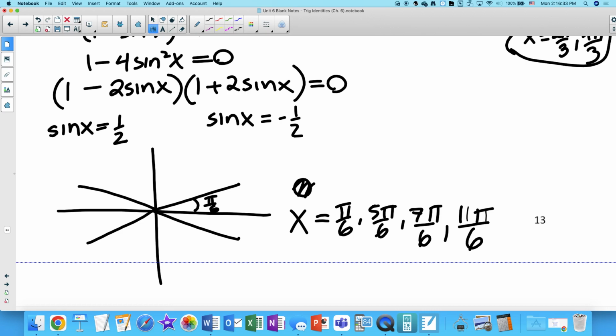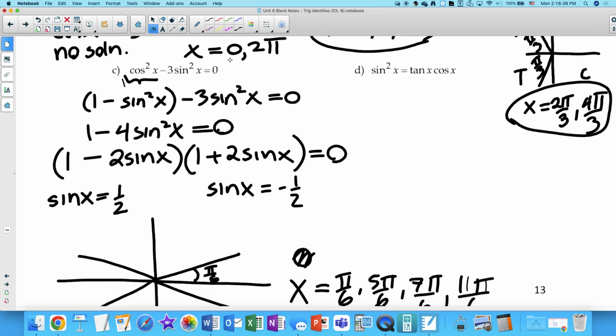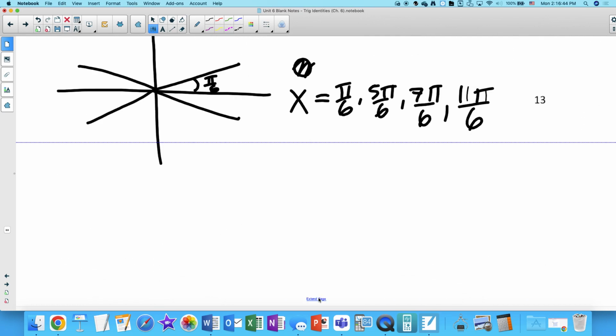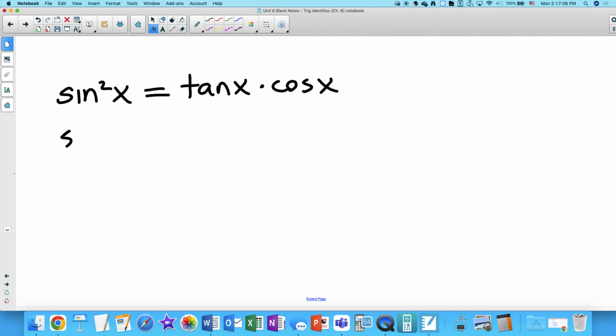And then this guy, I think I'm going to recopy. I feel like I'm going to run out of room here, so I'm just going to rewrite it down below. We've got sine squared x equals, was it tan x times cosine x? Okay. All right. So what would you do here? Yeah. Convert to sine and cosine. So we'll have sine squared x equals sine x over cosine x times cosine x.